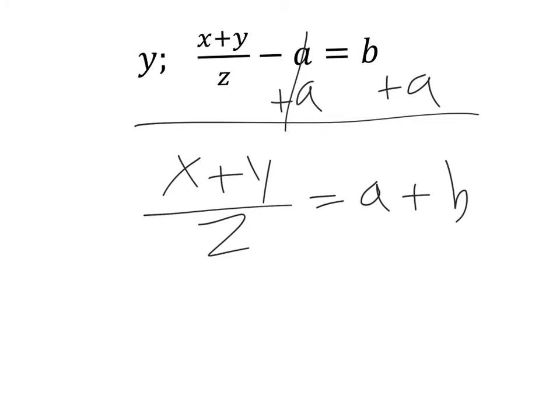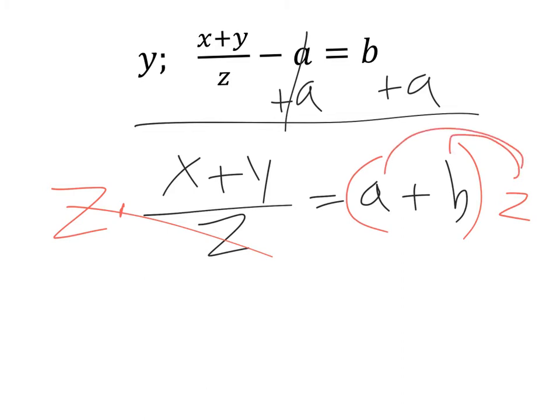So what's the opposite of divide by z? The opposite of divide by z is times by z. So I'm going to times this side by z, and I'm going to times this side by z. And notice I'm saying times the whole side. So if I'm multiplying the entire side, I need to be sure to put parentheses, because I have to multiply each term by z. So I have to distribute that z.